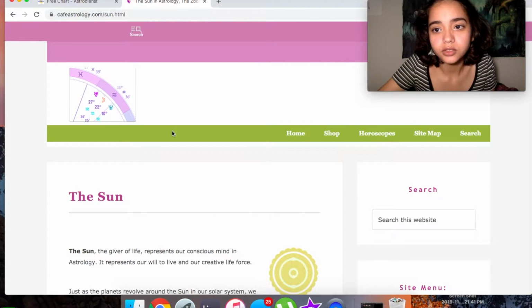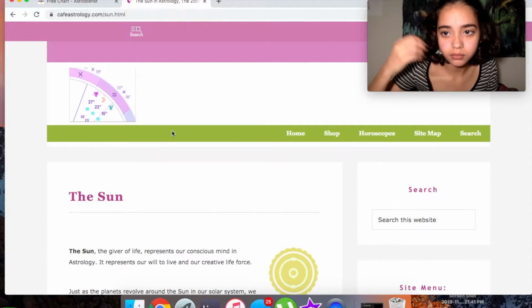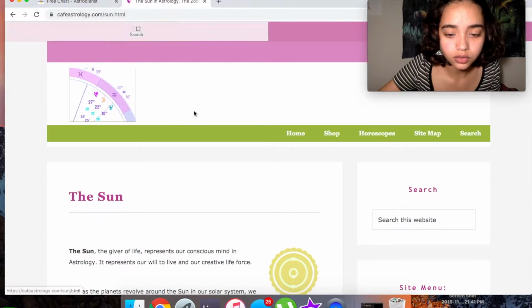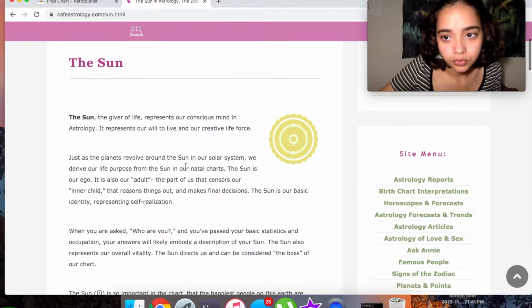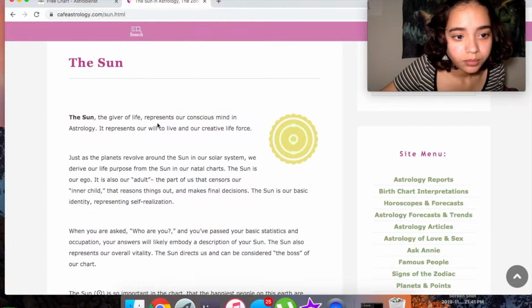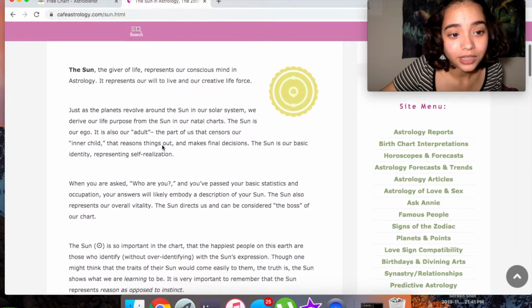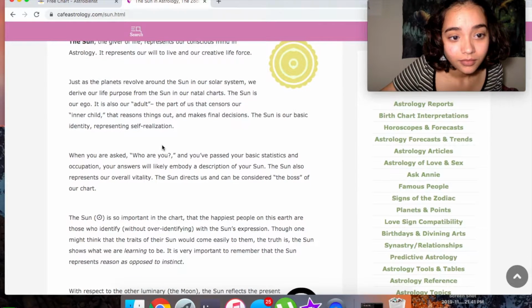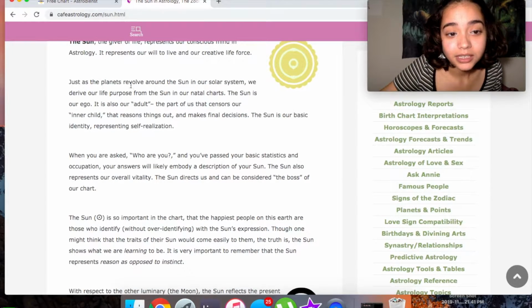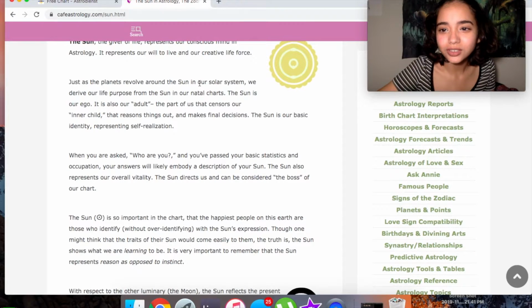It's a really good option to use when you're first learning and beginning astrology and your chart. It's a really good explanation. But the sun, the giver of life, represents our conscious mind in astrology. It represents our will to live, our creative life force. Just as the planets revolve around the sun in our solar system, we derive our life purpose from the sun in our natal charts. That's why most people only know their sun sign.